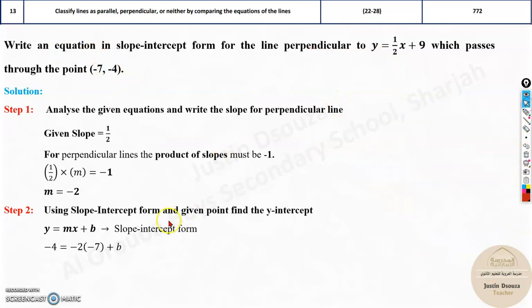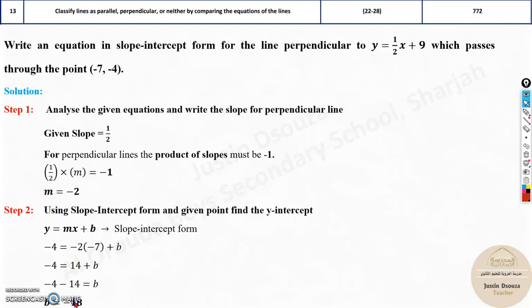So let's use that point as x and y. First is x, second is y. y is -4, the m value is the slope -2, x is -7, and the b value is unknown, that is the y-intercept. We will simplify this. -2 times -7 is +14. Now take 14 to the other side, it will be -18. So the b value is -18.